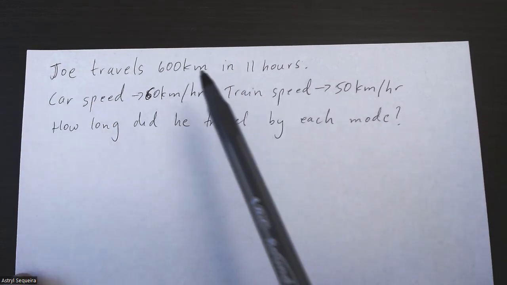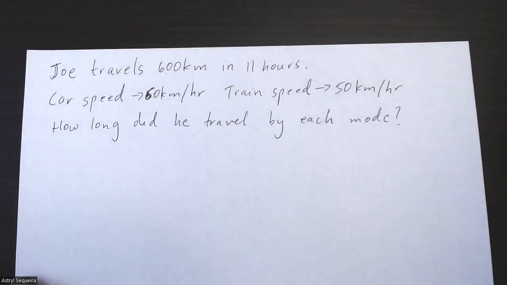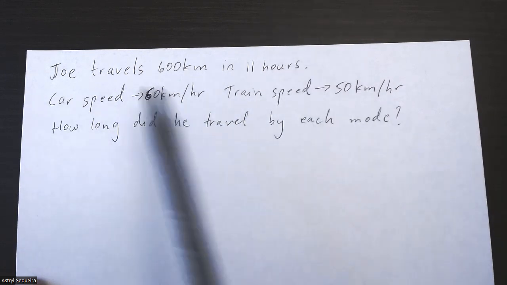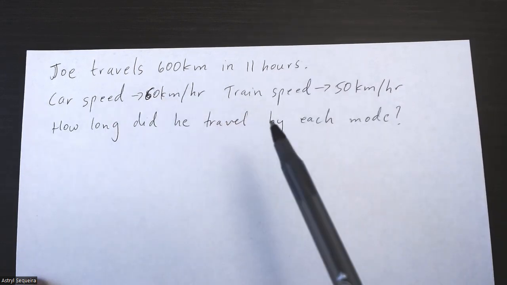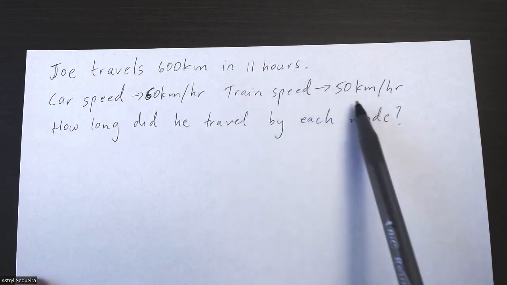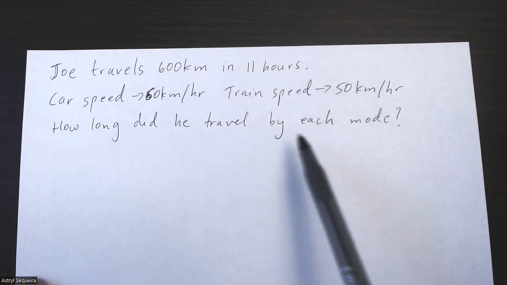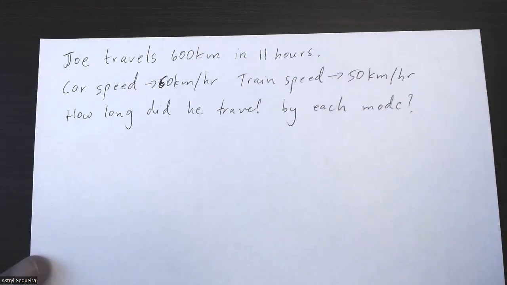It says Joe travels 600 kilometers in 11 hours, and during his journey, he takes a car and he takes a train, and his car speed is 60 kilometers per hour, and his train speed is 50 kilometers per hour. We need to find how long did he travel by each mode.